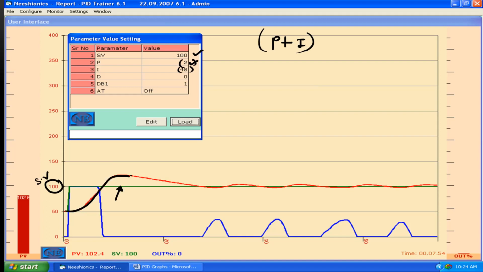You can observe that for some time we get the overshoot, and then this overshoot gradually reduces. Then it almost becomes constant, but the error is very low. So this is the effect of the integral action.